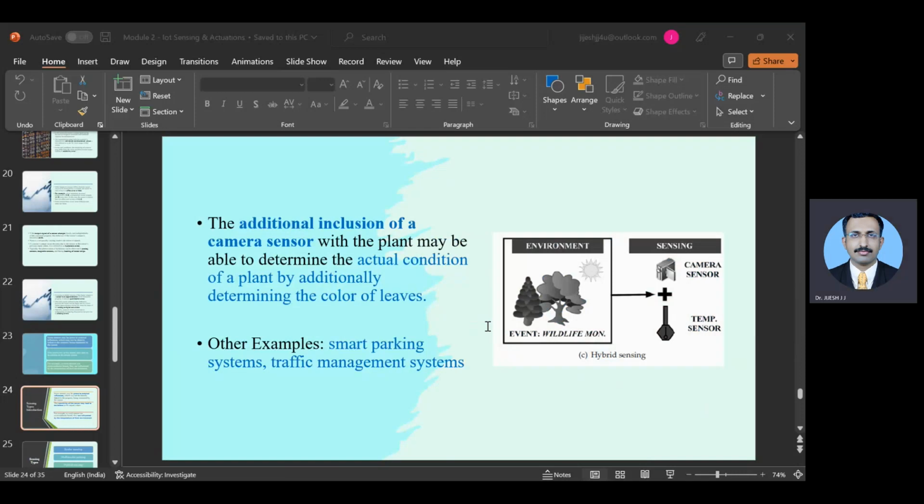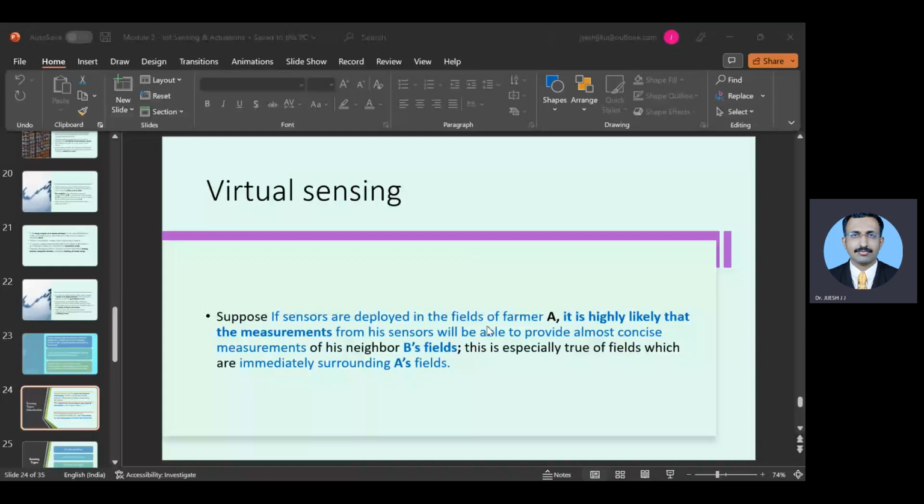All the measurements of the farmer A, because you have connected a sensor. But the neighbor B field will have the same parameters as that of the field A. So without having a physical sensor connected, you can make sure, from the farmer A, but it should be a nearby field. Okay. Without measuring any of the parameters of B, the farmer can make sure that it will be almost the same parameters. Okay.